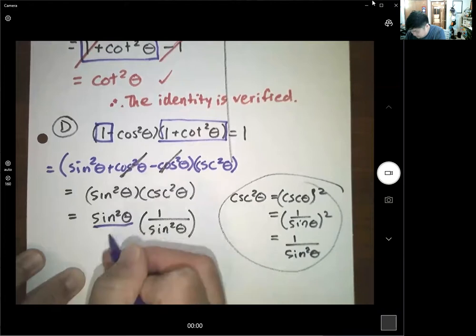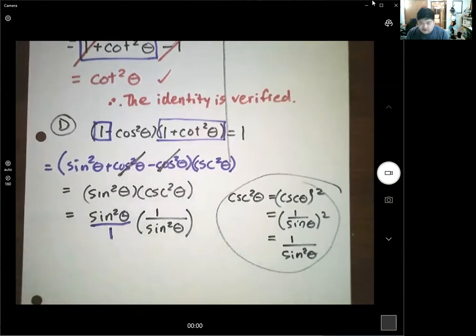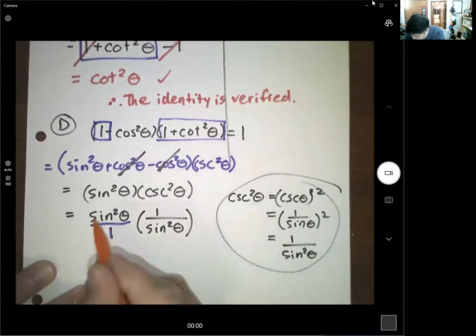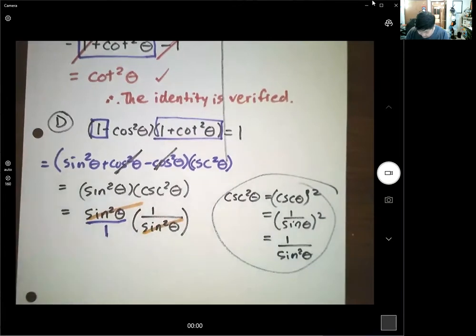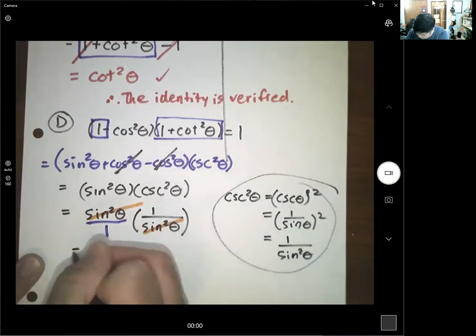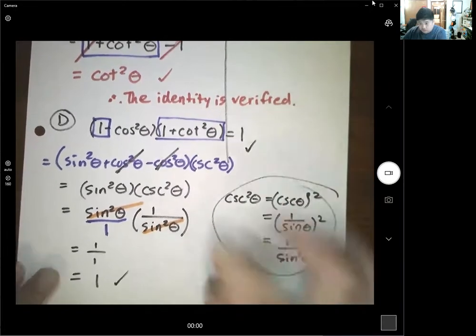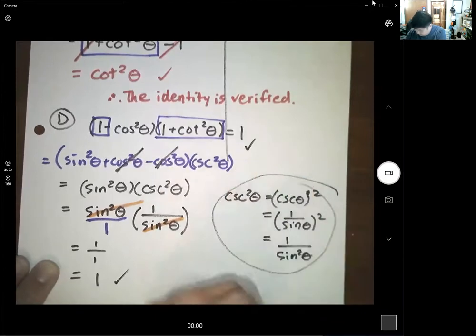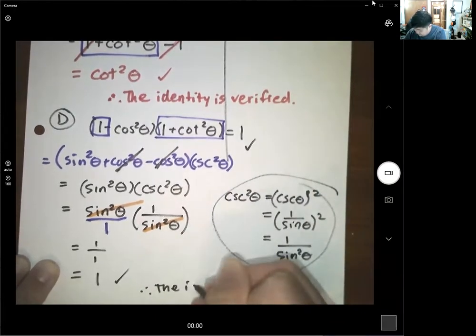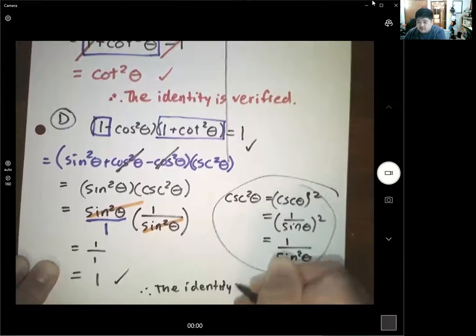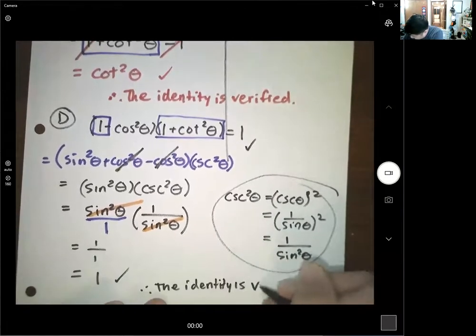Then, like in problem A, I can write that sine squared theta over 1, and then the sine squared thetas divide out. So I'm left with 1 divided by 1, which is 1. And so now each side is equal to 1, and therefore the identity is verified.